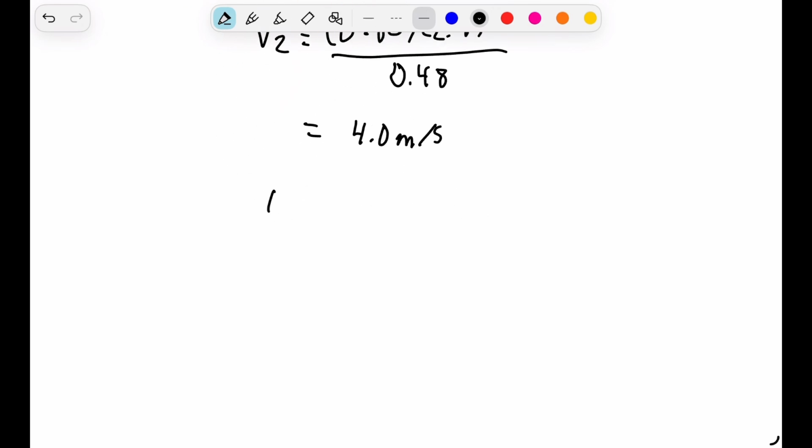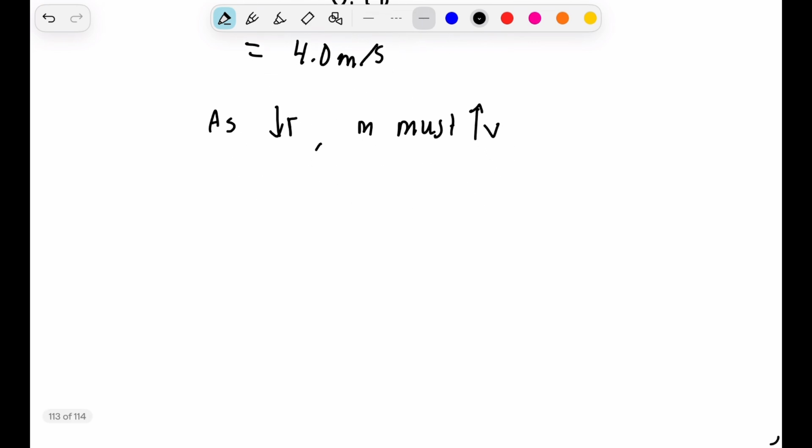Therefore, we see that as our radius decreases, our mass must increase its speed. It must move faster to keep our angular momentum L constant. That's why our v increases.